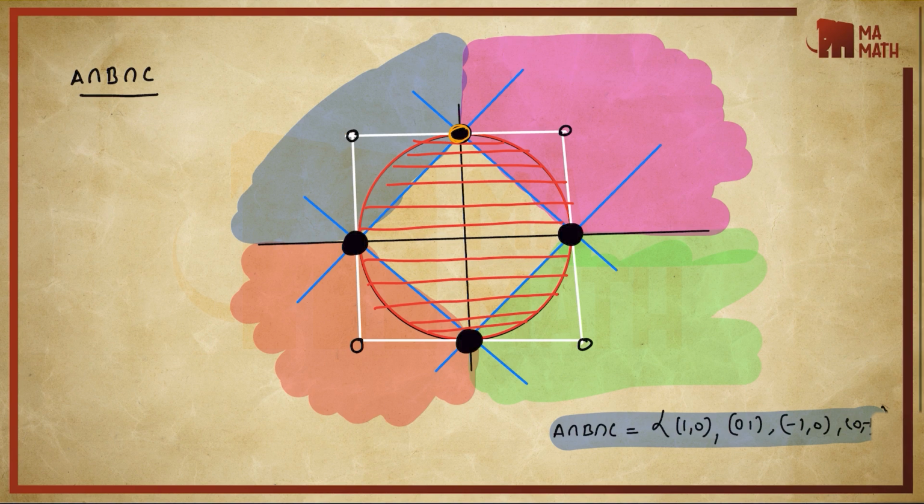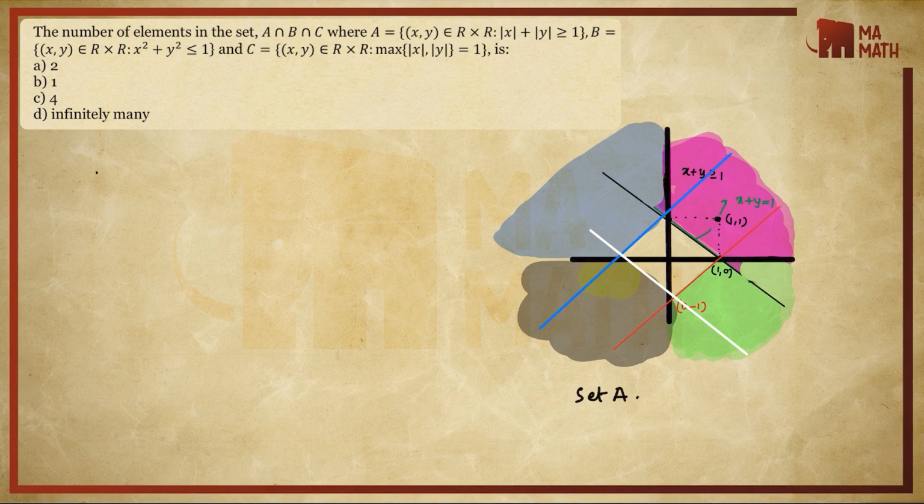So let's see the options. In the options, we can clearly see that only 4 elements are there, which is going to solve this particular problem. So we will write 4. So this is how you solve this beautiful problem.